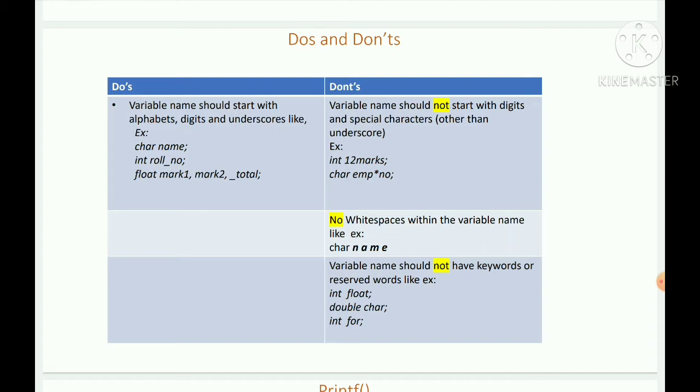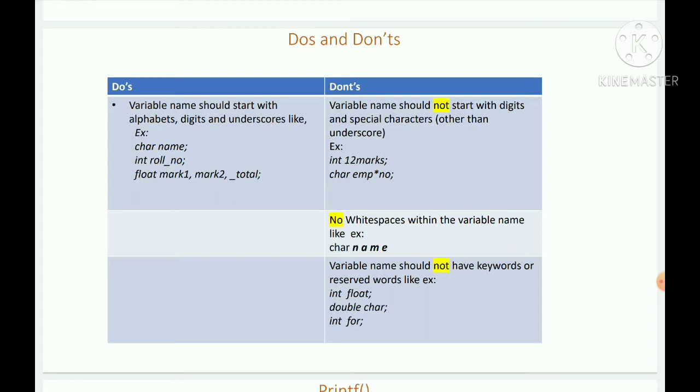For example, if you see, I just gave the data type as char and the variable name is name. So it is starting with an alphabet. And int roll_number, because C will accept this underscore special character only. Okay, because underscore is a special character. Apart from that, it won't accept any other special characters.